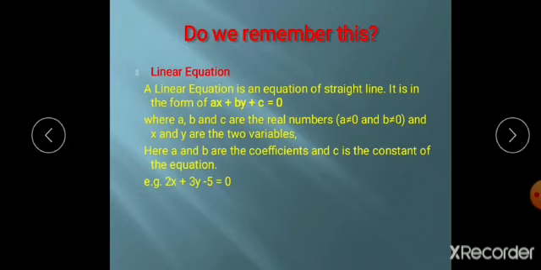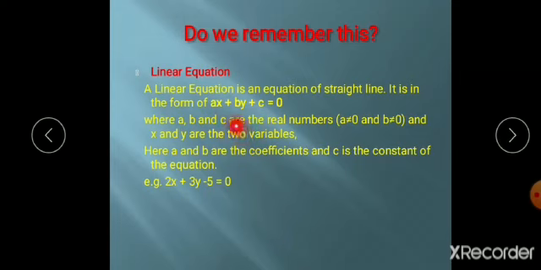Do we remember this? We know the meaning of a linear equation. A linear equation is an equation of a straight line. It has highest degree 1. The standard form of a linear equation is ax plus by plus c equal to 0, where a, b, c are real numbers. But a and b should not be equal to 0. Only if a is not equal to 0 and b is not equal to 0, it is called a linear equation. If both become 0, then it is not a linear equation.